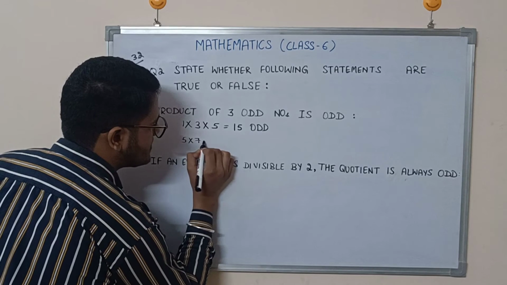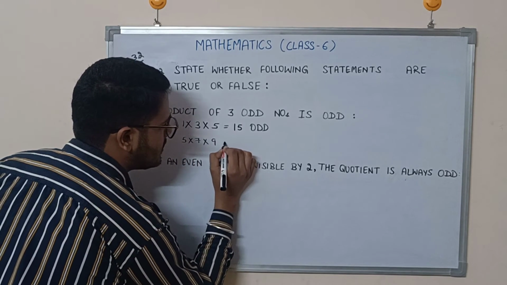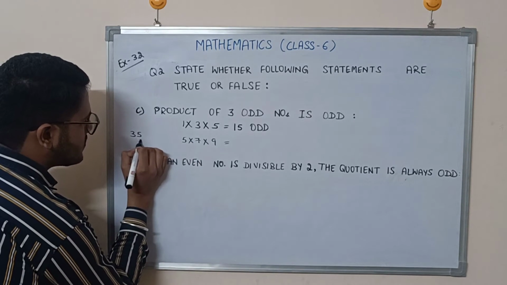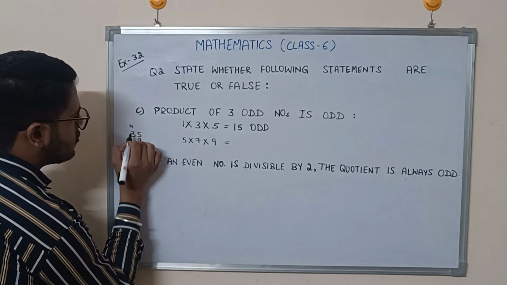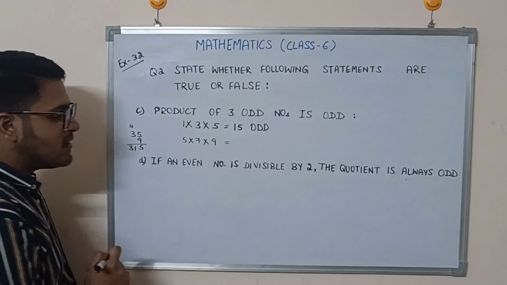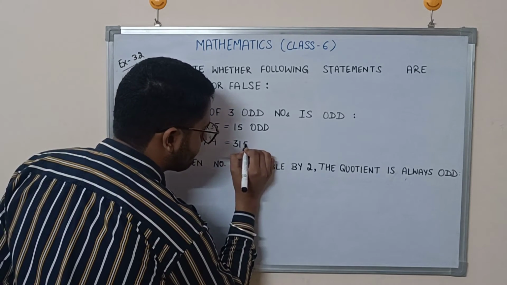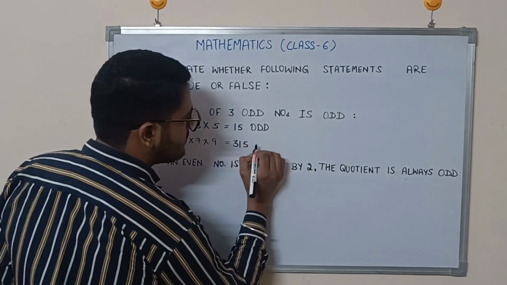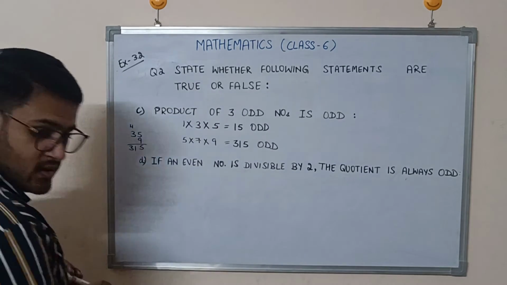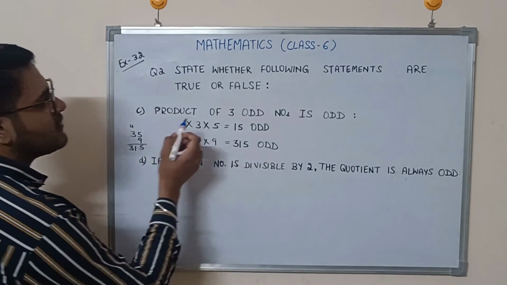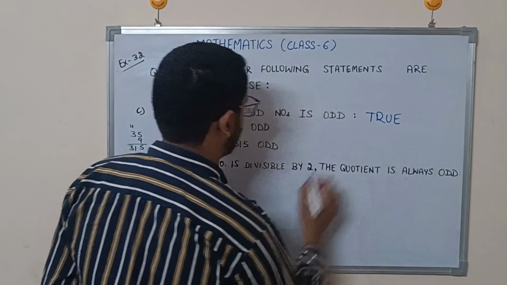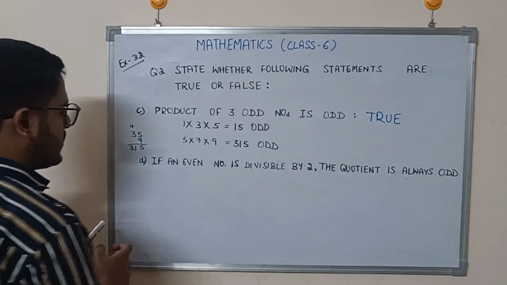5, 7 and 9. 7 5s are 35, and when we do 35 multiplied by 9, it comes out to be 315. Right. So 315 is what? This is again an odd number. So we can say the statement, the product of three odd numbers is odd, is true.